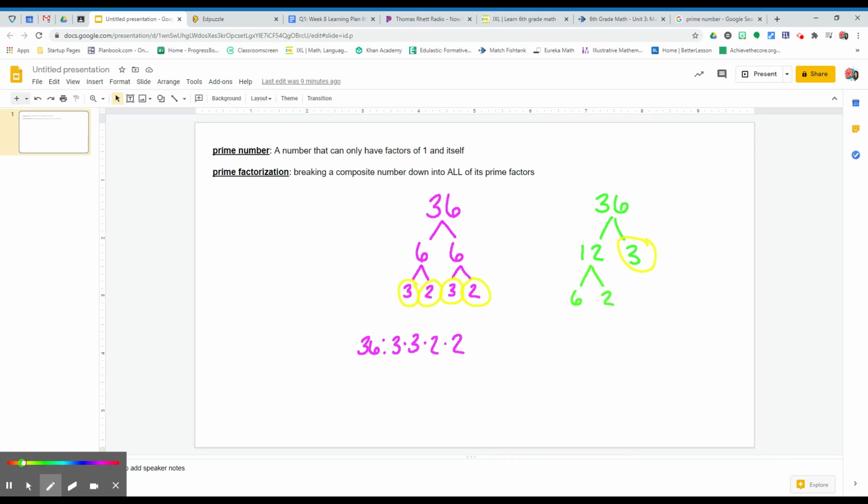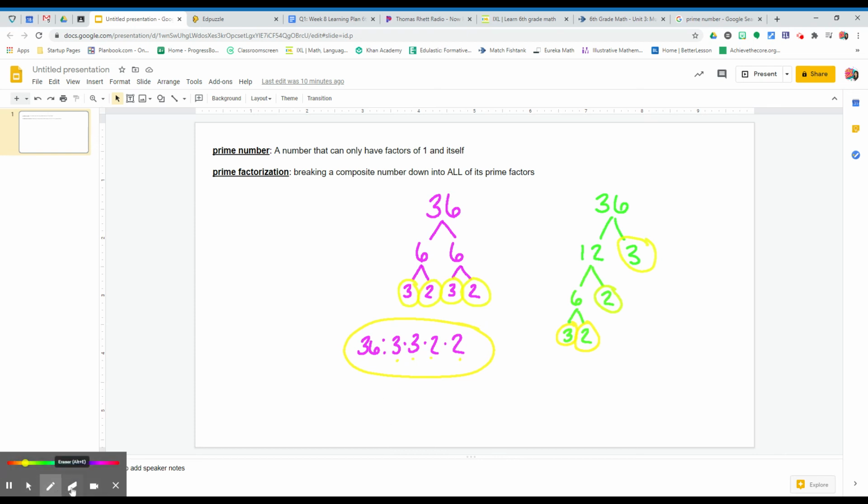Well, there's another prime factor, right? We know 2 is prime, so I'm going to go ahead and circle 2. But 6 can continue to be broken down, so I'm going to take 6 and break it down into 3 and 2. Those are both prime numbers, so I'm going to go ahead and circle them. And you can see that even if I broke it down this way, I still have 3 times 3 times 2 times 2. So the prime factorization of 36 is 3 times 3 times 2 times 2.